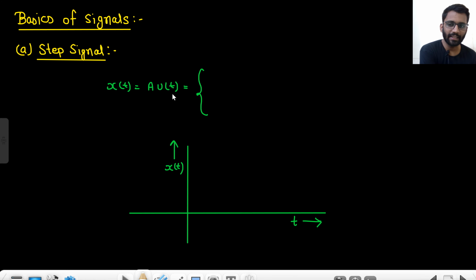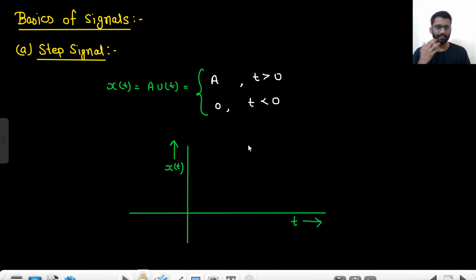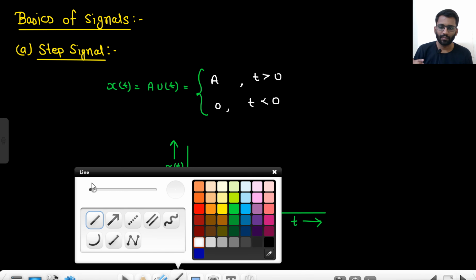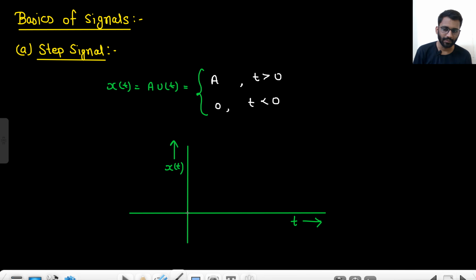Okay, so if it is written A u(t), that means you are getting A for t greater than 0, and 0 for t less than 0. Actually at t equals 0, we can't really define it. Some people write A by 2 because this is how the graph will look. For t less than 0, it is 0, and for t greater than 0, it is A. From 0 it will go to A. So this is what a step function means.